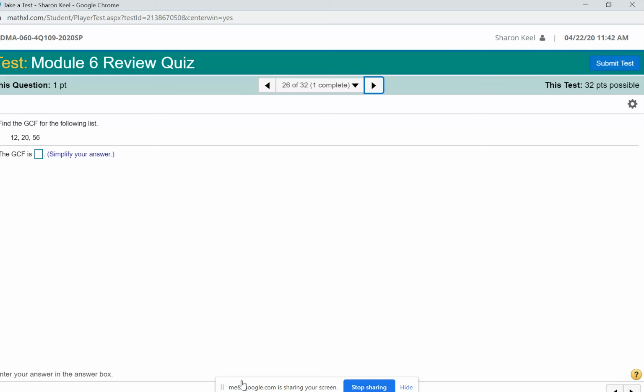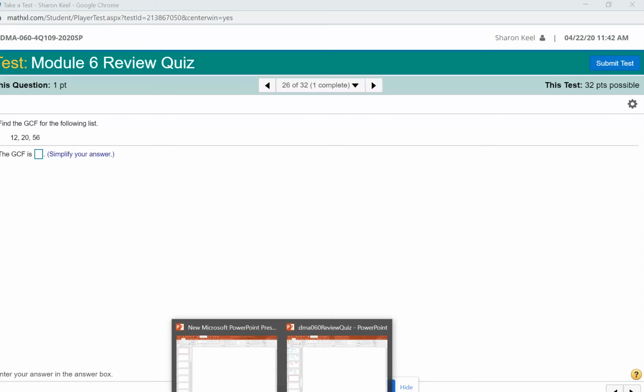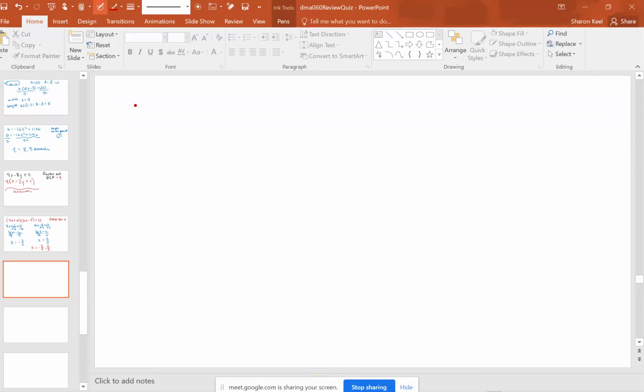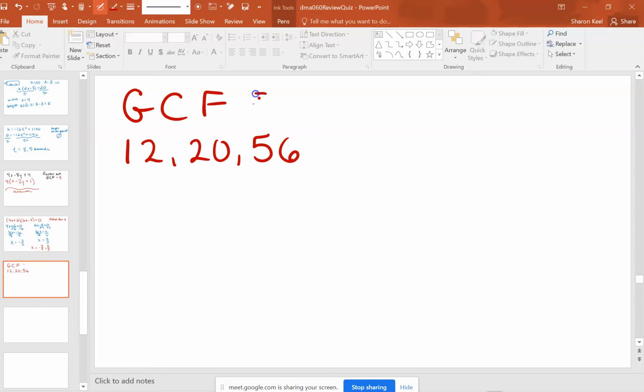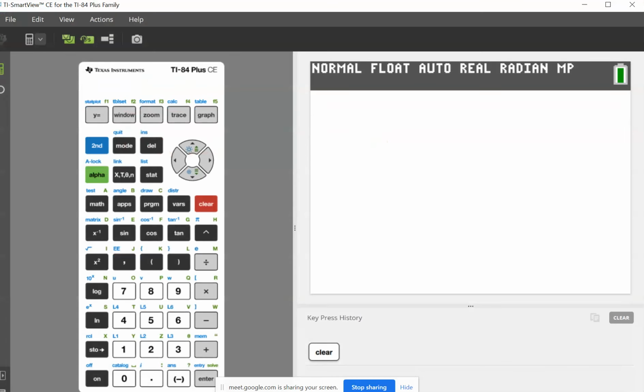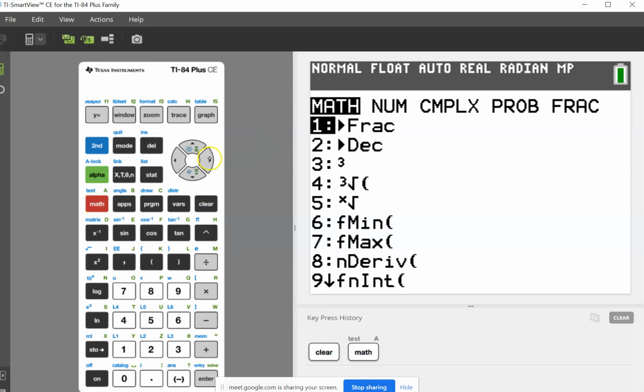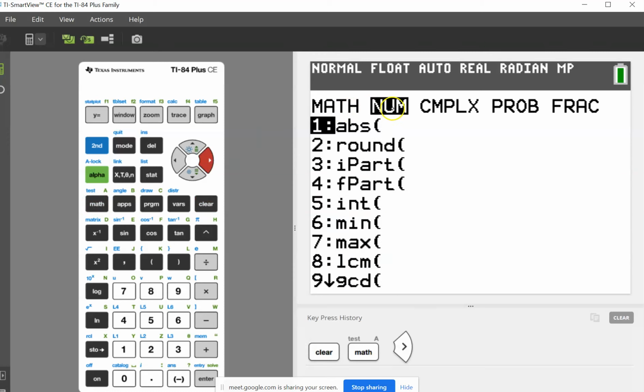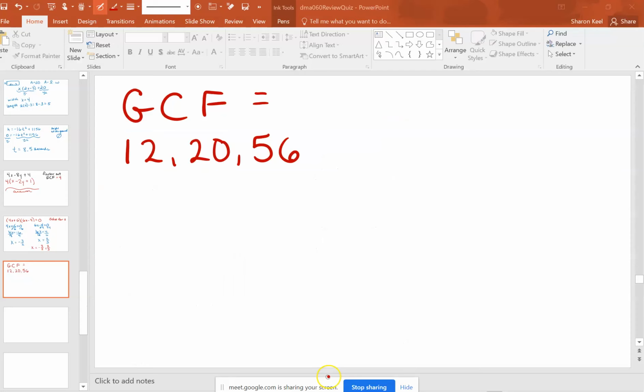Find the greatest common factor for the following list of numbers: 12, 20, and 56. So the GCF of 12, 20, and 56. Now, when I do this one, I like to use the calculator. And this is from, I think, about section 8. You are going to go to your calculator. And on this regular part, you're going to press the button Math. And you're going to use the right arrow to move it over to NUM. Okay? So let me write that down first.